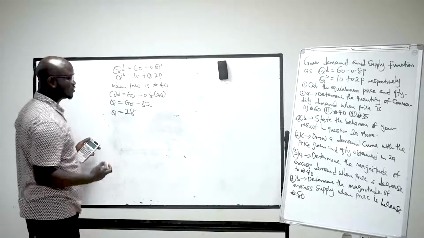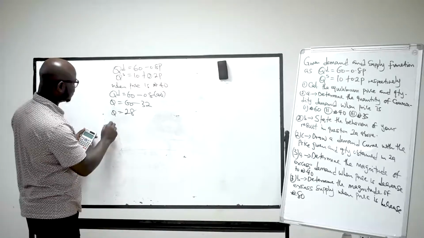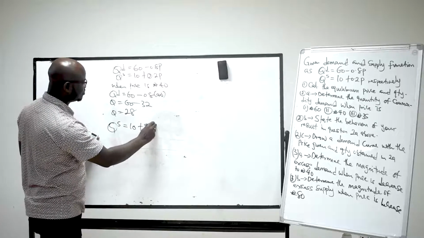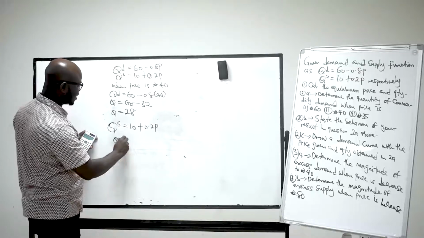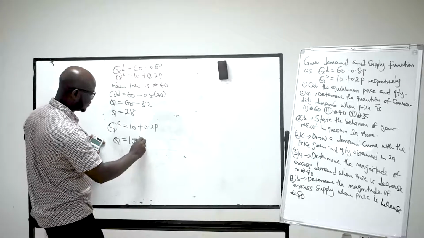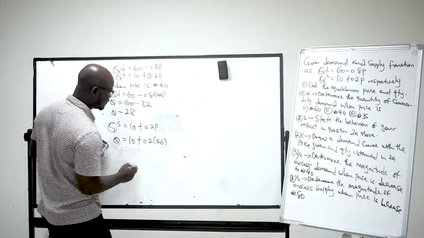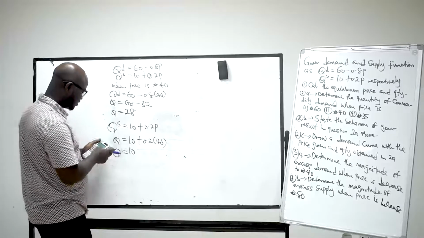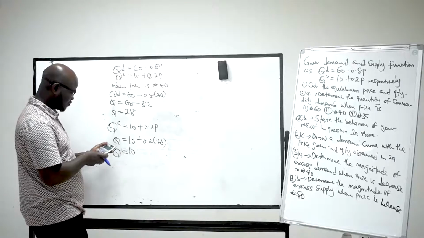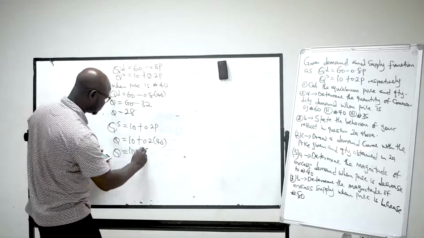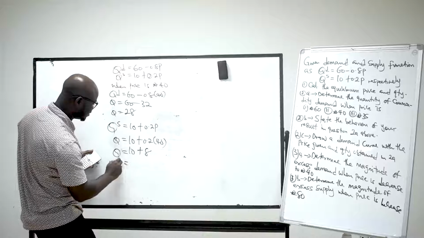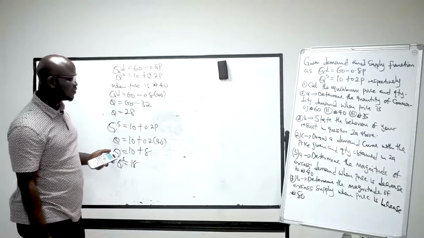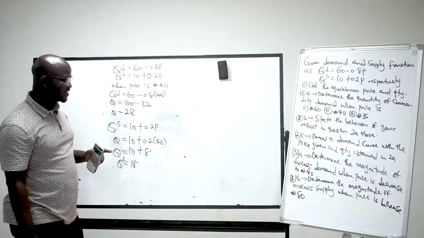What will now be the quantity supplied when the price is equal to 40? For quantity supplied, we have 10 plus 0.2p, right? And the Q here will be 10 plus 0.2 times 40. So this will be 10 plus 0.2 times 40, we have 8, which means the quantity supplied will be 18. The quantity supplied will be 18. So what's now the magnitude of the excess demand?